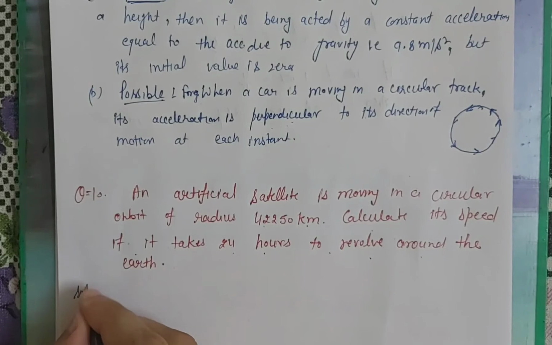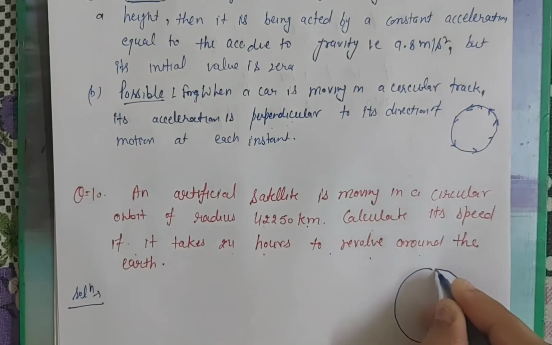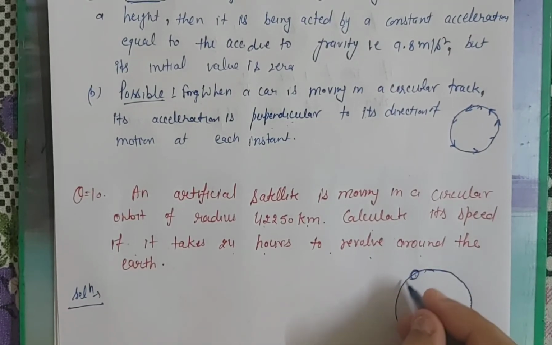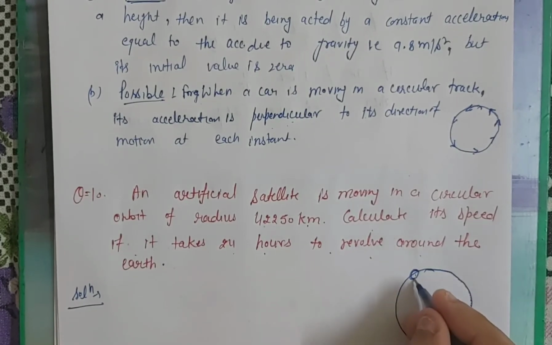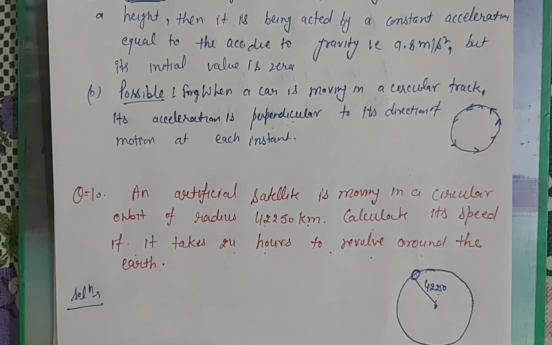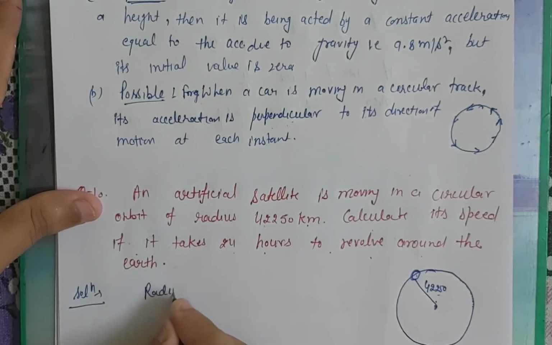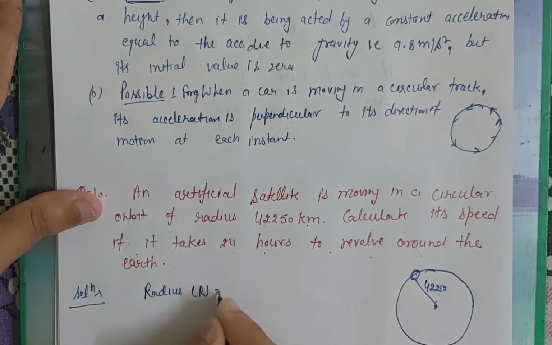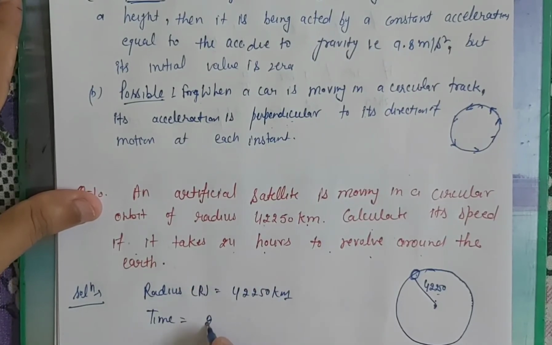So solution. Suppose this is the circle, and an artificial satellite is revolving around it. The radius is given, that is 42250 km. We have to calculate the speed, and the time is given as 24 hours. So firstly, the radius r is given as 42250 km, and time is given, that is 24 hours.